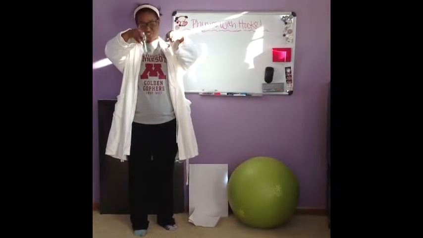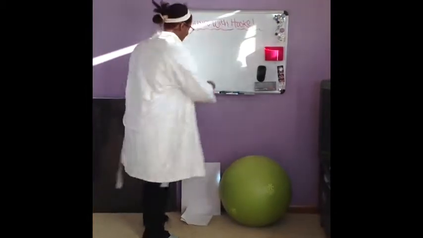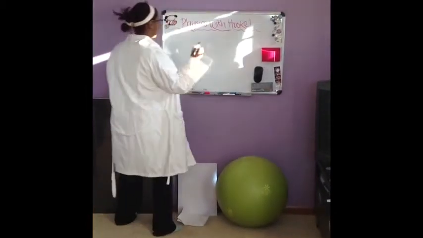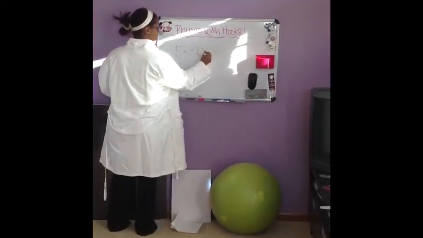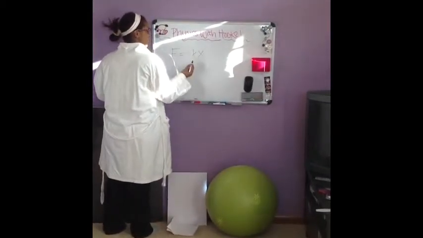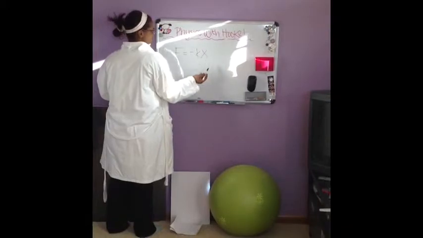We also have an equation to represent that. It goes like this. F equals negative kx. F is a force, k is the spring constant, x is the displacement.